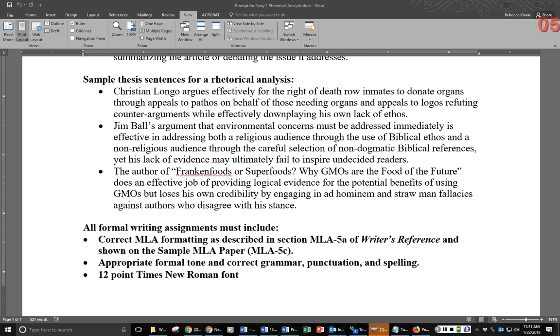As with all essays, we always need to be using MLA format. We always need to be using formal tone, correct grammar, punctuation, and spelling, and we always need to be using 12-point Times New Roman font.